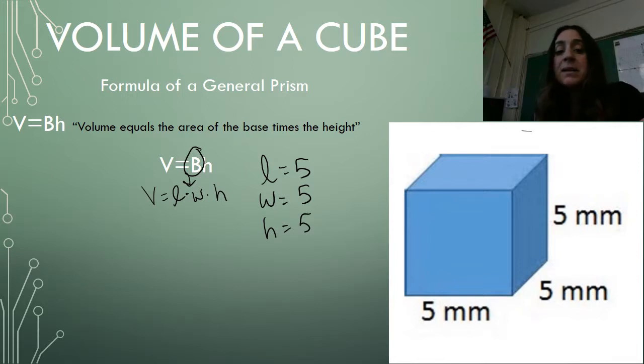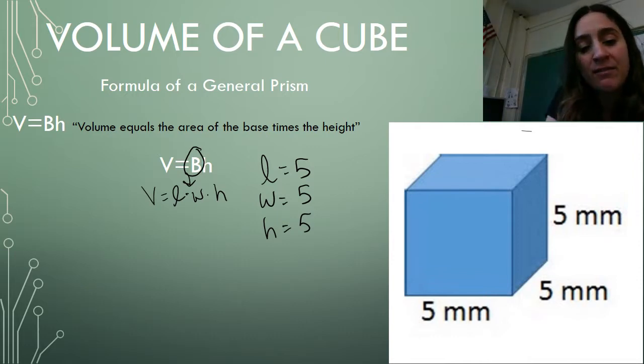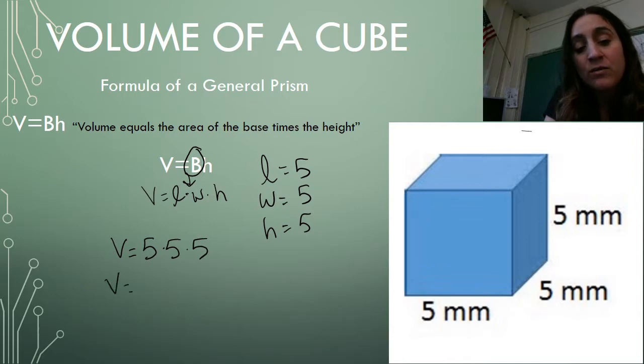So all I have to simply do is substitute. For my L, I'm going to plug in 5. For my width, I'm going to plug in 5. And for my height, I'm going to plug in 5. So V equals 5 times 5 times 5. When I do 5 times 5 times 5, I get the answer of 125.